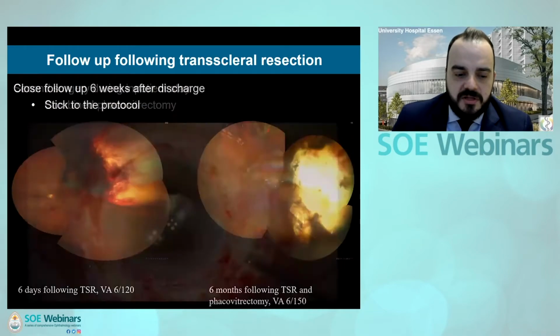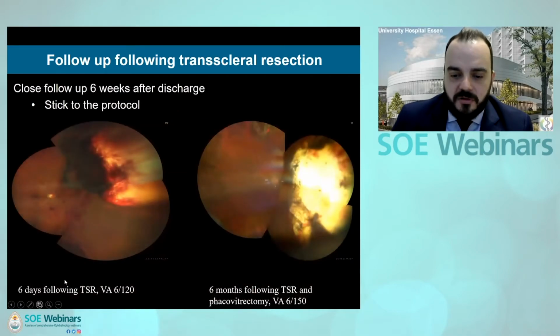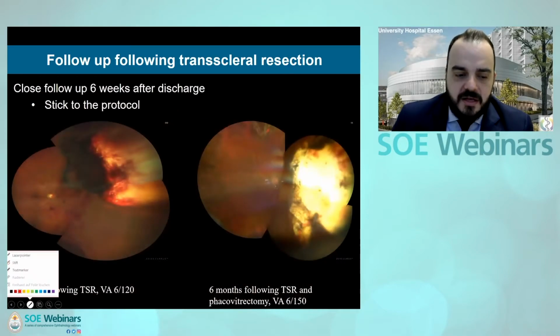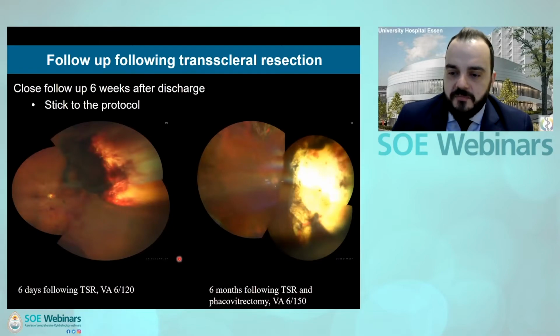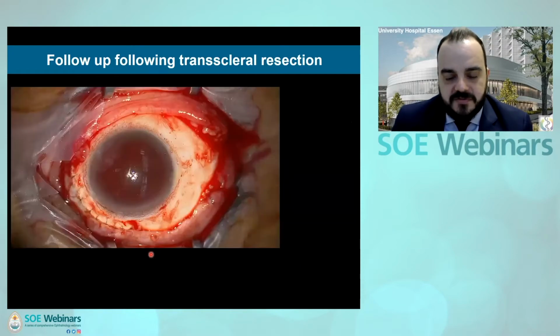And this is how it looks a couple of months following the surgery, on the right side. Here you can see a detached retina and a pretty good result for such a surgery. Not all patients will need a second surgery, such as this one here, where you can see a very good result after 6 days, just 6 days following surgery.